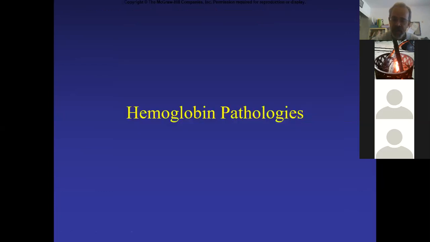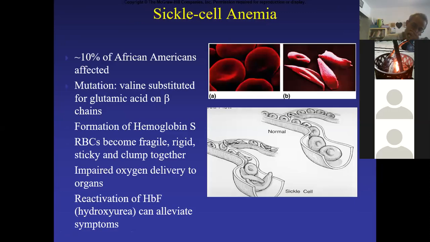All right. We're on the home stretch. Okay. So there are some pathologies with hemoglobin, much like we spoke about pathologies before when we were looking at blood clotting. Now we're talking about pathologies with hemoglobin. One is called sickle cell.